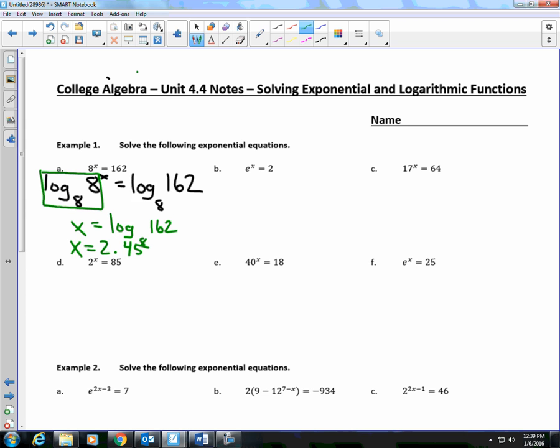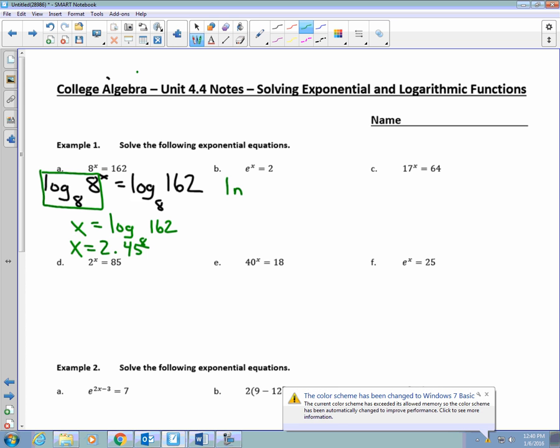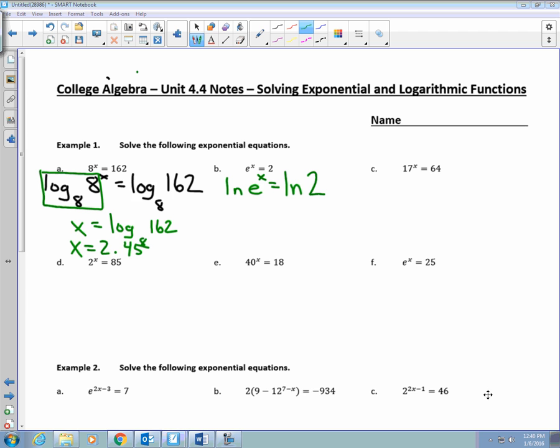Okay, so now I have to get rid of the e. So I take log base e. What is log base e? Natural log. So we take the natural log of e to the x, and that's equal to the natural log of 2. What happens to the natural log of e to the x? Leaving with just x equals the natural log of 2. You have a natural log button on your calculator. What is the natural log of 2?